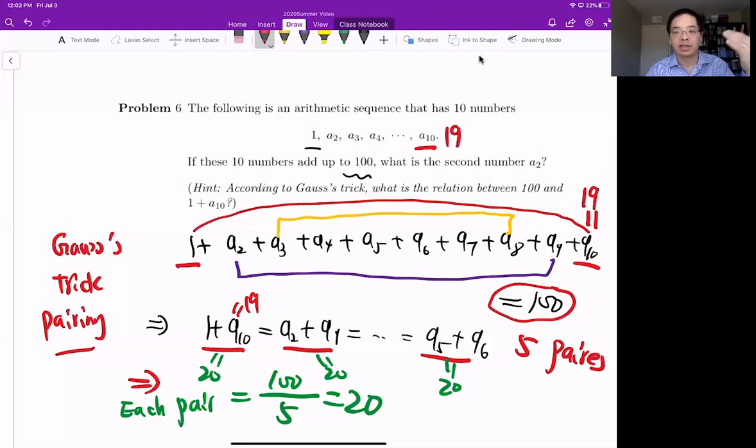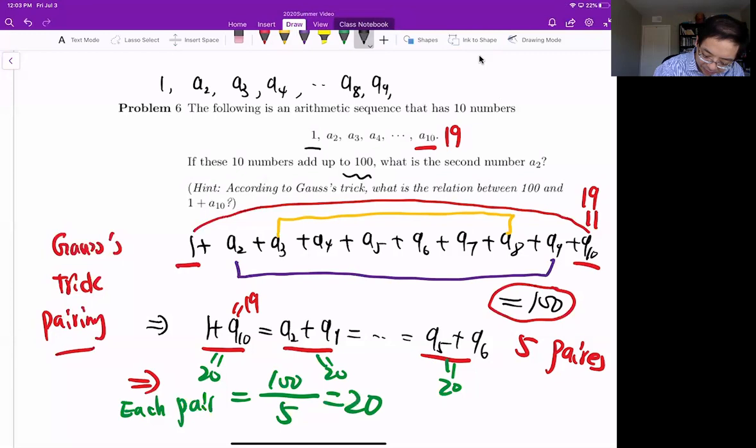Okay, and it's an arithmetic sequence. Arithmetic sequence means the common difference from the previous one to the next one is the same. So let me write here. It's A1, the first one, this is A2, this is A3, A4, and all the way to A8, A9, and the last one we just figured out is 19. Each time you go up by the same difference. So in total you have 9 jumps, right?